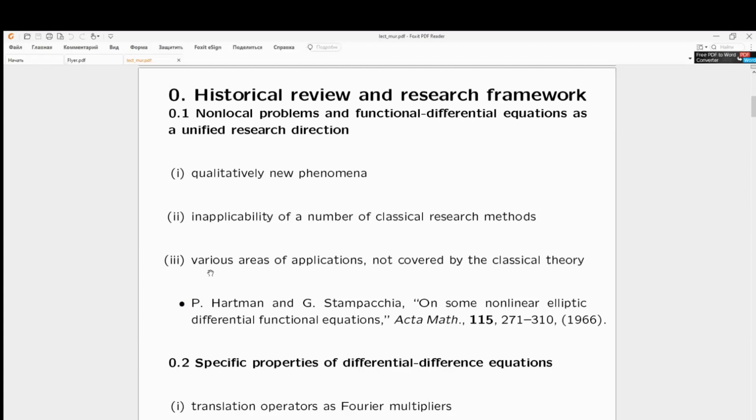And one more reason, and it is very important as well, because a number of classical research methods, very well developed in the direction of differential equations, turn out to be inapplicable in the case of functional differential equations.